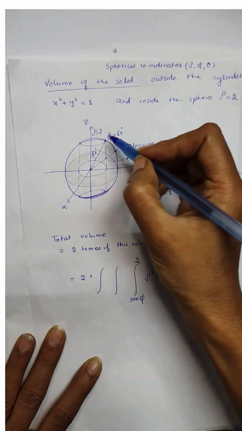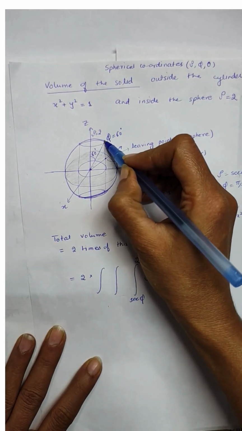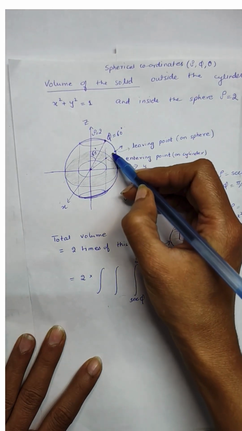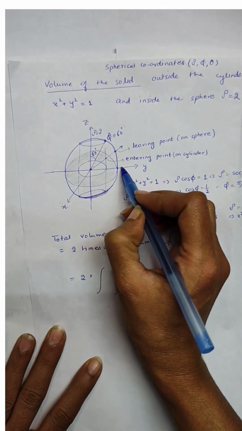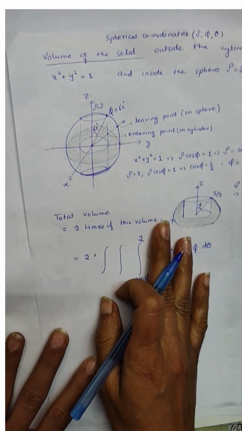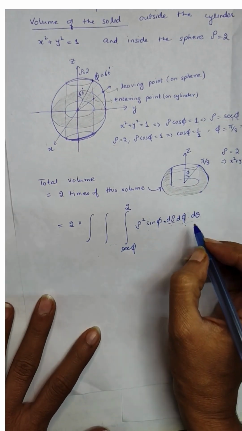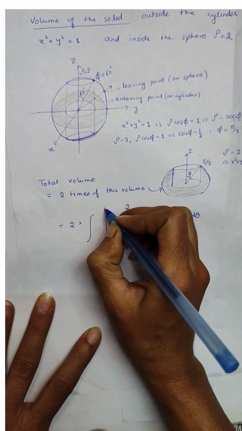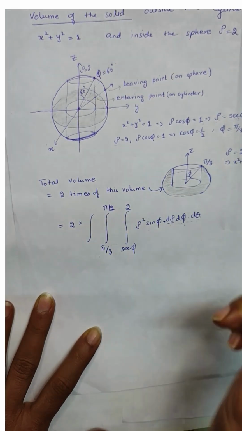What is the value of phi at the point of entry? It's 60 degrees or pi by 3. And what's the value of phi when we reach this leaving point? Here phi is 90 degrees or pi by 2. So the limits of integration with respect to phi are going to be pi by 3 and pi by 2.